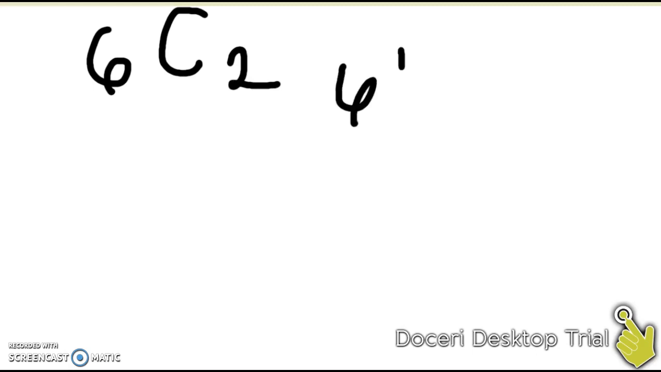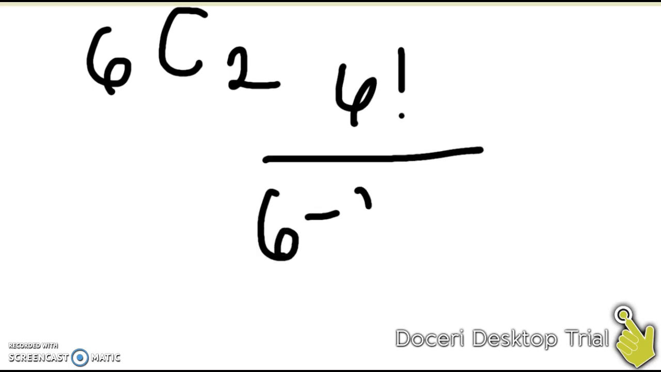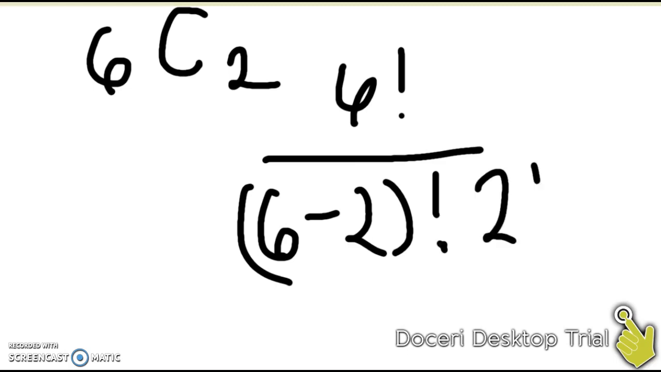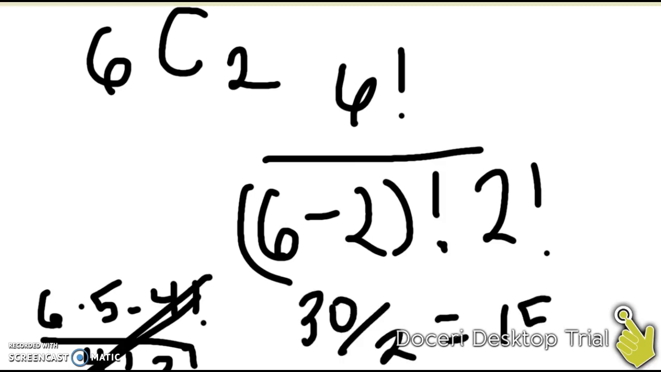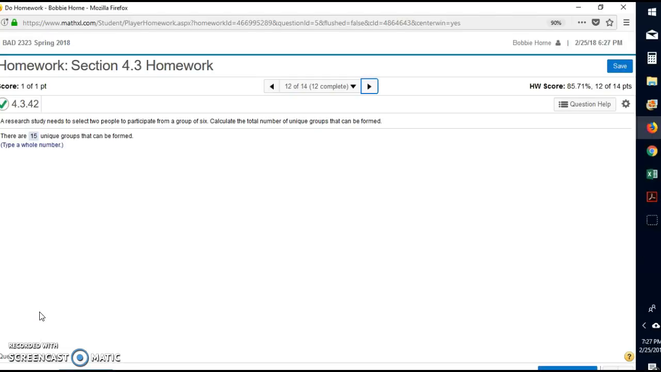So you're going to have 6 factorial over 6 minus 2 factorial times 2 factorial. So 6 minus 2 is 4 factorial. So we'll have 6 times 5 times 4 factorial over 4 factorial times 2 factorial. The factorials cancel out and you end up with 30 divided by 2, which is 15. So there are 15 unique groups that could be formed here.